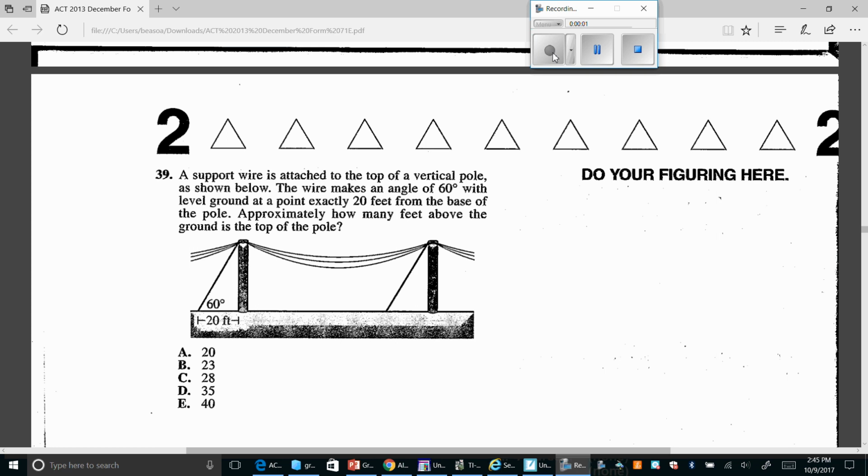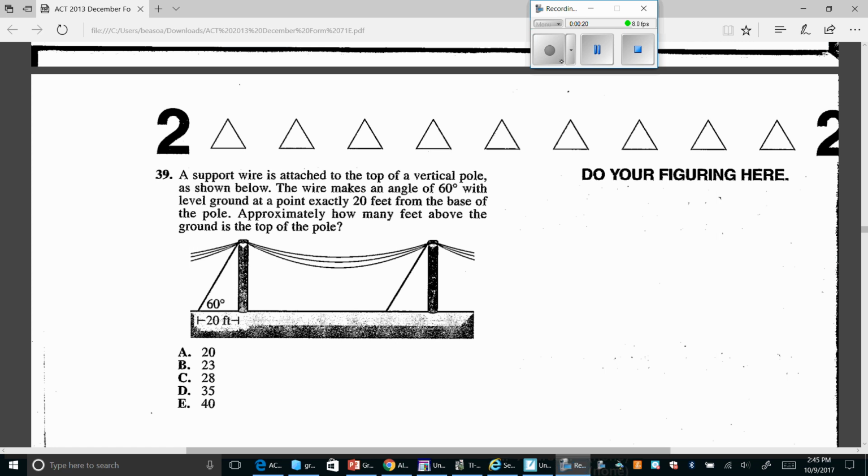Okay, picking up with problem 39. A support wire is attached to the top of a vertical pole as shown below. The wire makes an angle of 60 degrees with the ground at a point exactly 20 feet from the base of the pole. Approximately how many feet above the ground is the top of the pole? So you're trying to find this length.